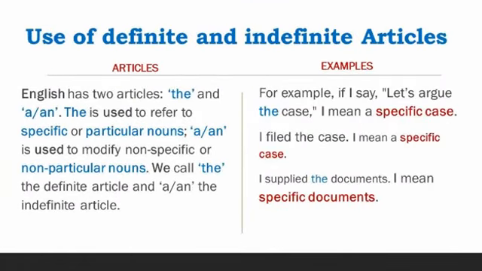English has two articles: the, and a or an. The is used to refer to specific or particular nouns; a or an is used to modify non-specific or non-particular nouns. The is called the definite article. A or an is called the indefinite article. For example, if I say, let's argue the case, I mean a specific case. I filed the case, I mean a specific case. I supplied the documents, I mean specific documents.